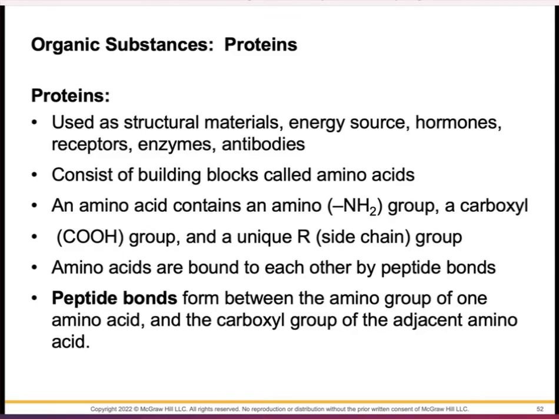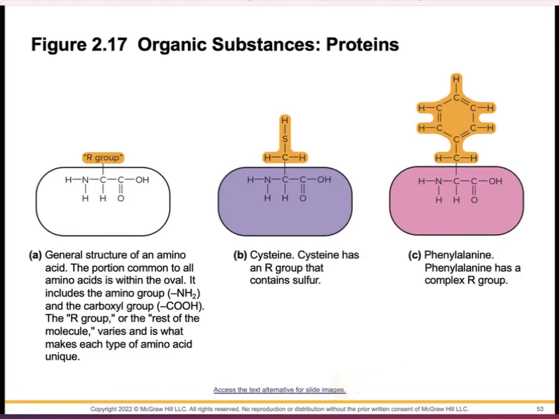The unique bond that holds our amino acids together is called a peptide bond. A peptide bond is a covalent bond, so that's that sharing bond. It's a rather strong bond between two amino acids, okay, that is formed by dehydration synthesis. So a peptide, in fact, is a very short chain of amino acids. Very important that you understand proteins.